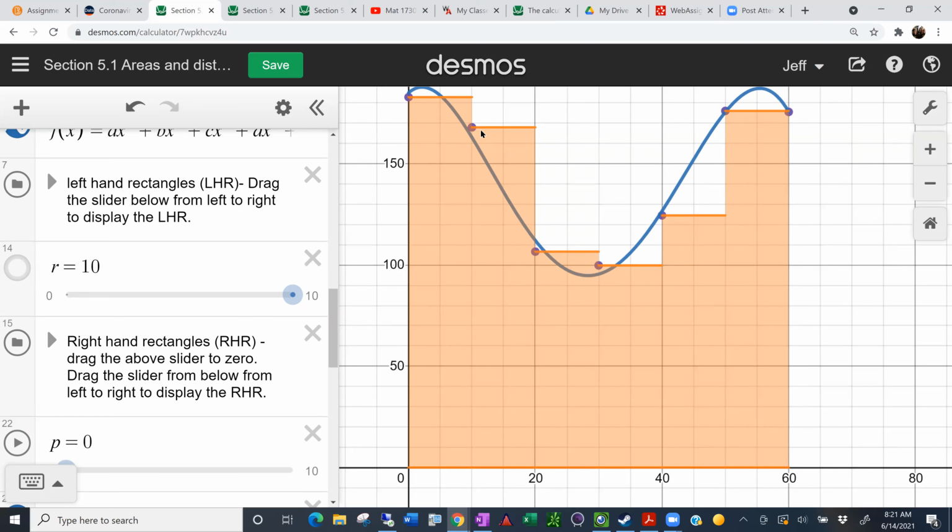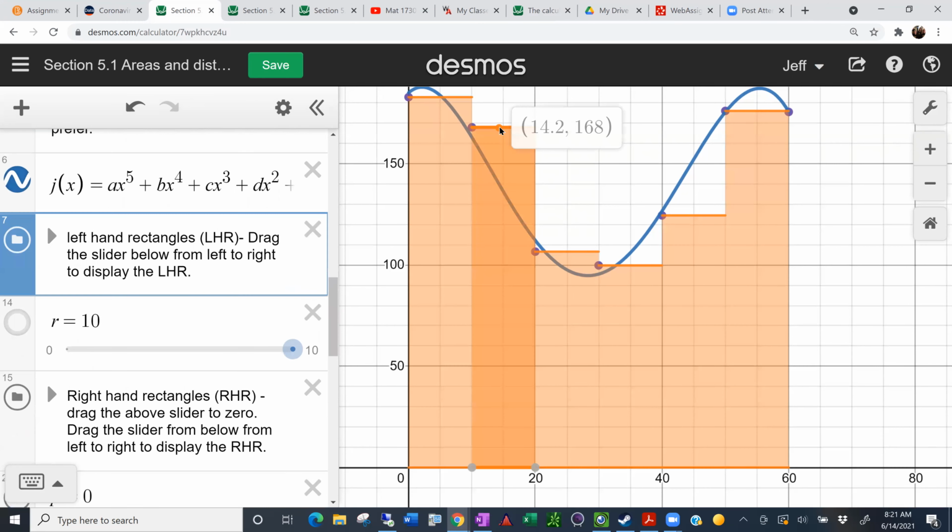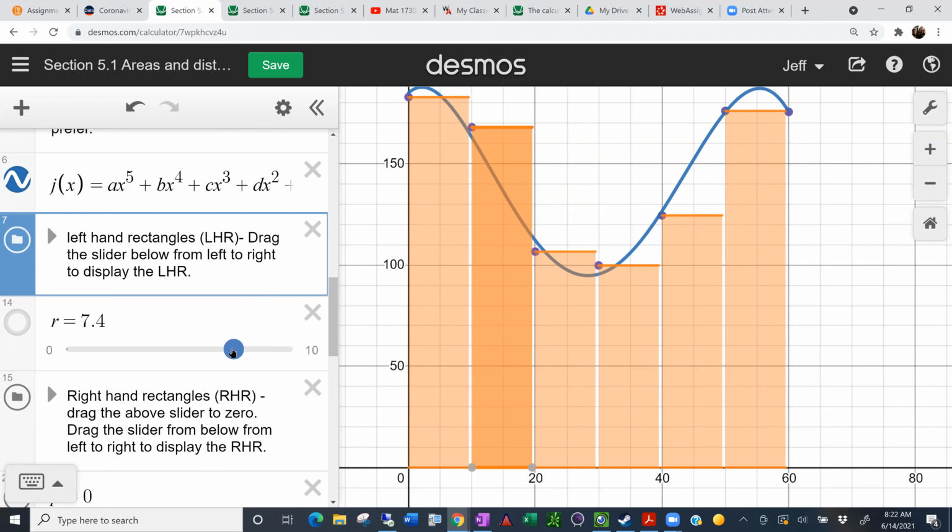Now, when it comes time to actually finding the area of these things, you can just click right here and it'll show you the height, you know, the width. So 10 times 168, etc. You can find the area. Now that's one way, is using the left-hand endpoint to get the height of these rectangles.